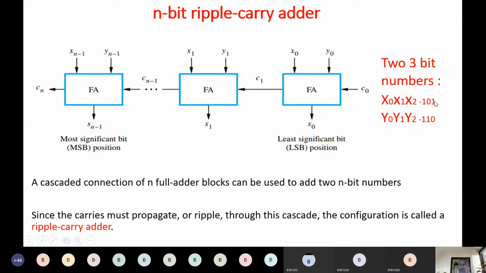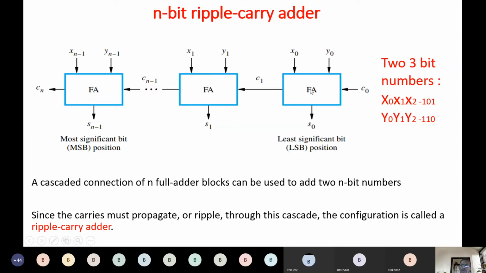So 1 is added to 0 in this full adder. This 1 is X0, this 0 is Y0. Similarly, the next 2 bits, 0 and 1, are added in the second full adder. And 1 and 1 are added in the third full adder. FA means full adder. And remember, there will be carry-ins. At starting, carry-in will be 0, because there is no other pair to give a carry-out. So this carry-in will be 0.